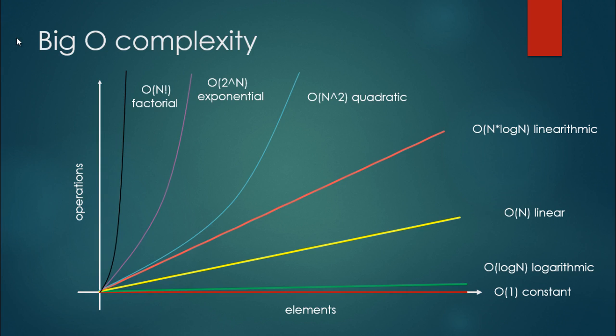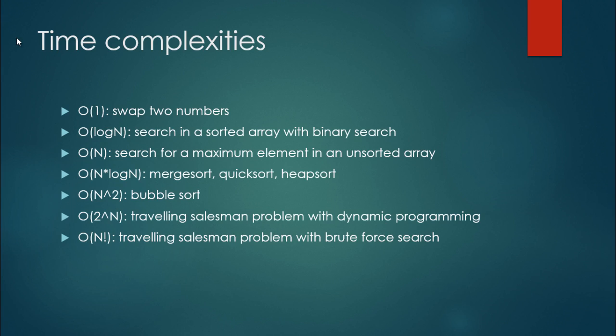The next one is quadratic. For example, bubble sort has a quadratic time complexity, O(n squared). Then exponential is definitely not efficient, and factorial is the worst case scenario. So yeah, here are some examples.